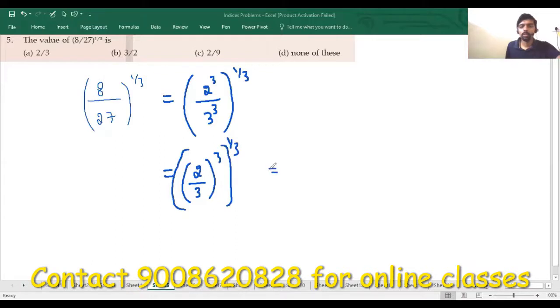So now when there is more than one index, what you will do? You will multiply that, correct? So 2 divided by 3 whole to the power 3 into 1 by 3. So 3 will get cancelled. So the answer will be 2 by 3.